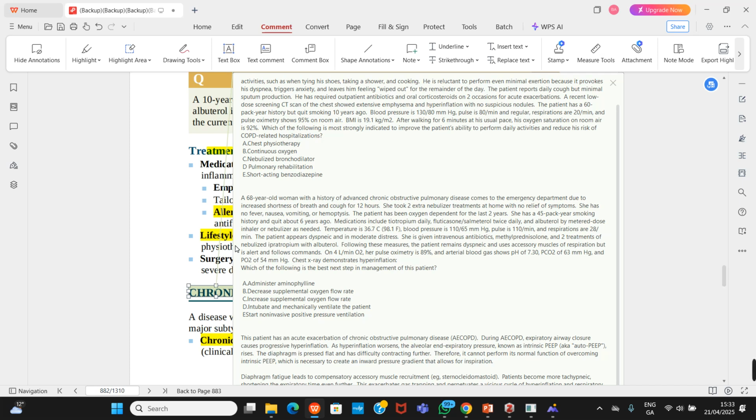Start NIPPV. Why do you want to start NIPPV? Why don't you want to intubate this patient? One, the PCO2 is greater than 50 and the PO2 is 54, so you want to consider NIPPV, and there's no contraindication to NIPPV. The patient is alert and follows commands. So try NIPPV first before you intubate. Okay, so that's that.